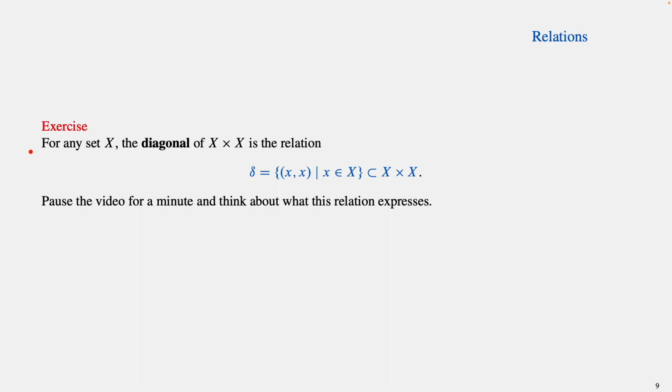And here's a little exercise for you. For any set x, the diagonal relation of the Cartesian product x times x is the relation delta that contains all the pairs (x, x) for arbitrary elements of the set x. So all the pairs where both entries are identical. And I'll pause the video for a minute and you think about what this relation expresses.